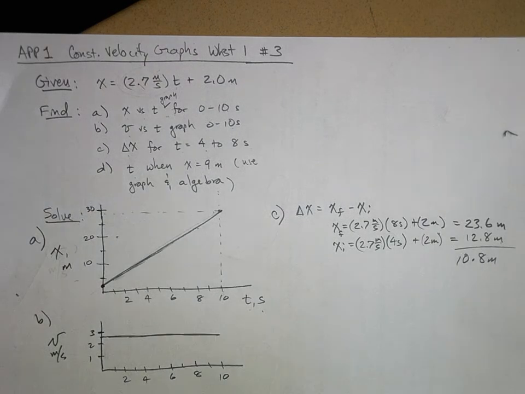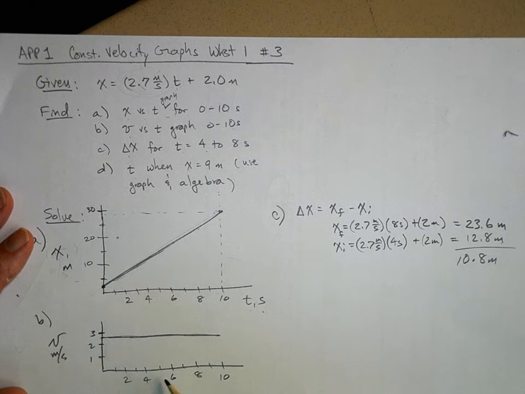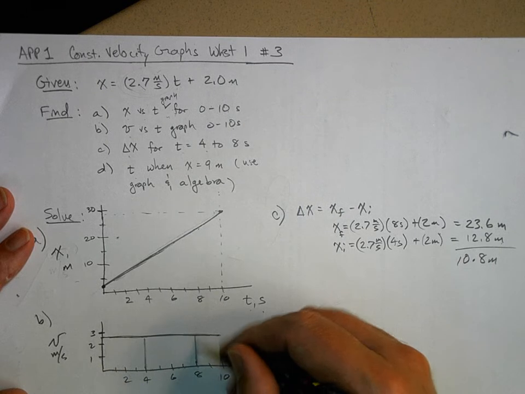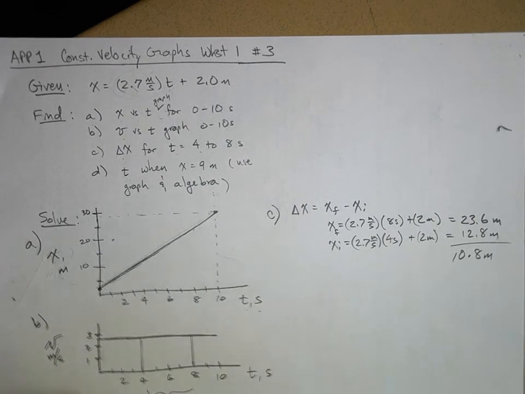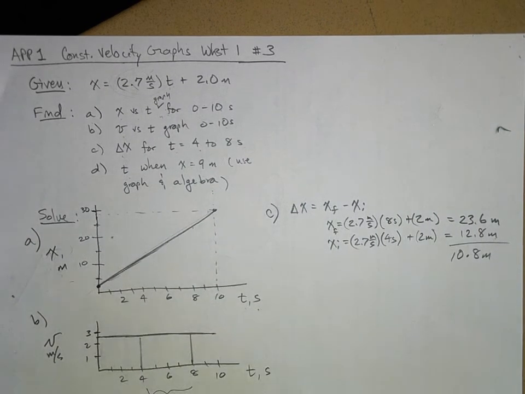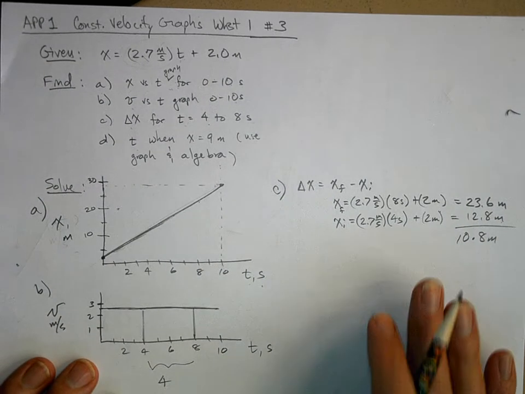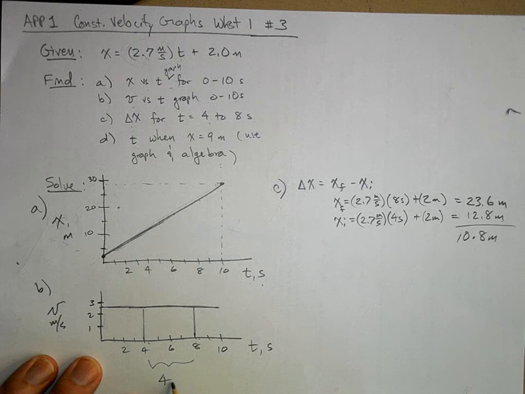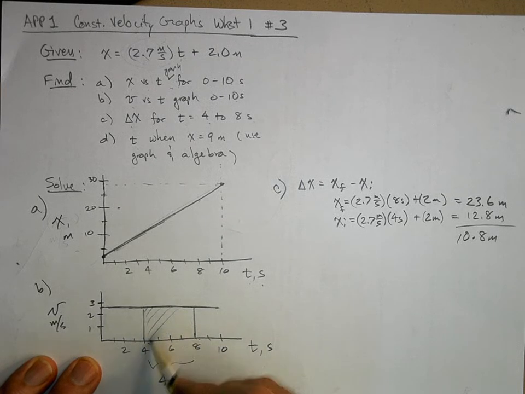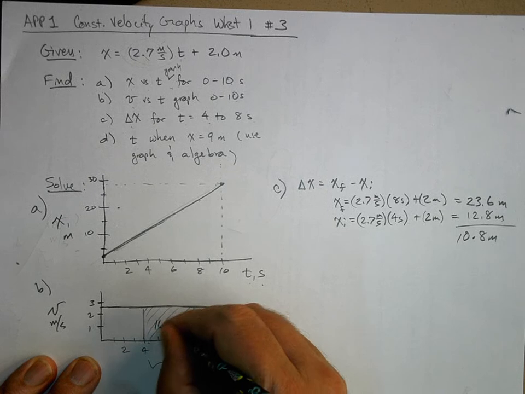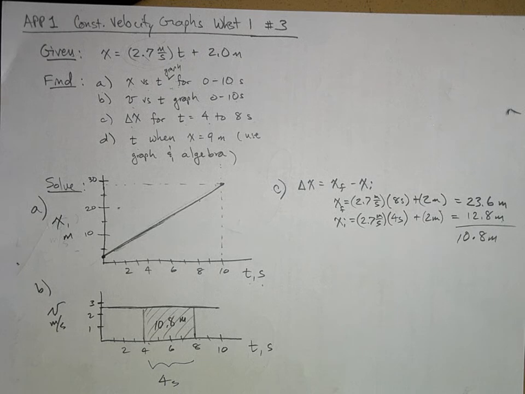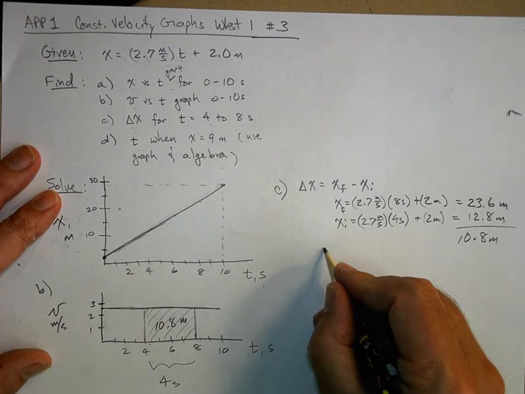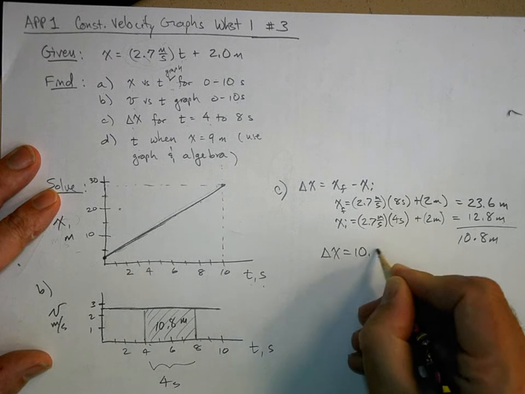Another way you could do that is use this graph. Here's 4 and 8, so this is just 4 seconds. Oh, and I left this off, time in seconds. I would have lost half a point if I hadn't caught that. So from 4 to 8 seconds is 4 seconds. The area underneath this is also equal to that 10.8 meters. So you can use this graph or you can use that. And so delta x equals 10.8 meters.